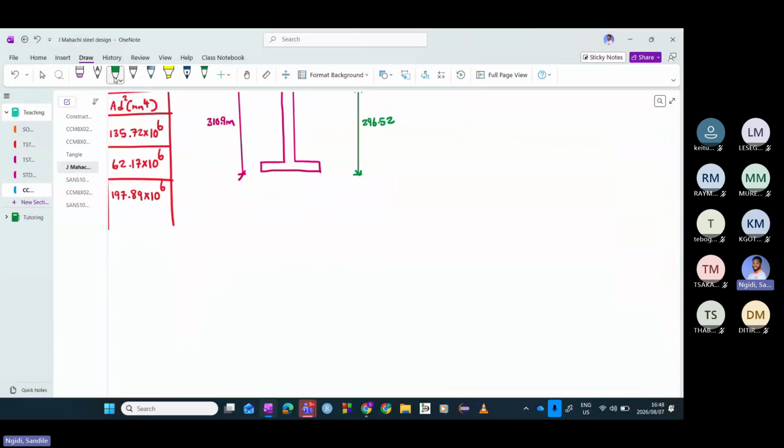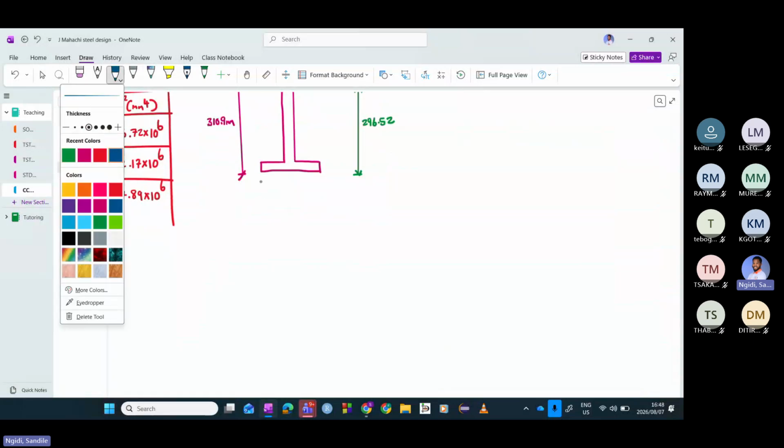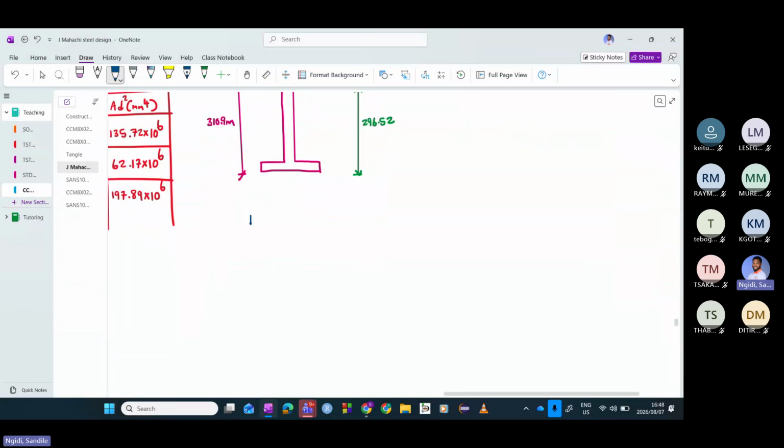What we can also find here is the bending stresses. If you recall, we mentioned that to calculate the bending stress, you use the flexure formula: sigma is equal to My over I. This is how you can calculate the bending stress, and we can find it in really any part of this section.